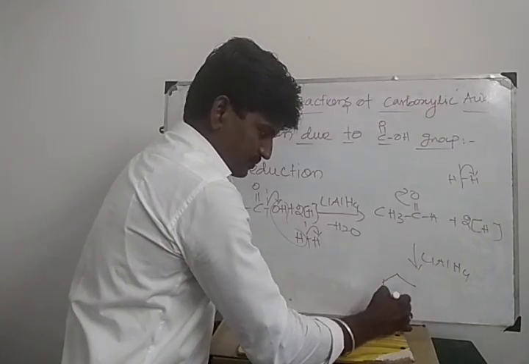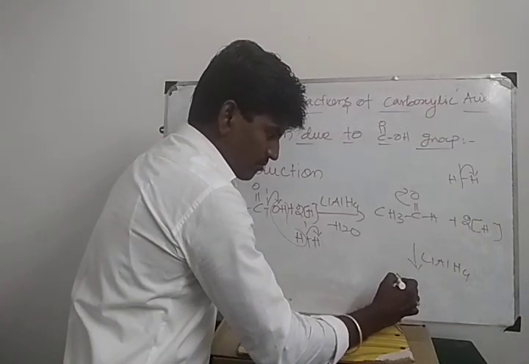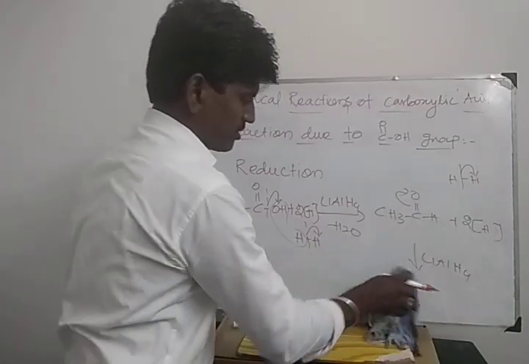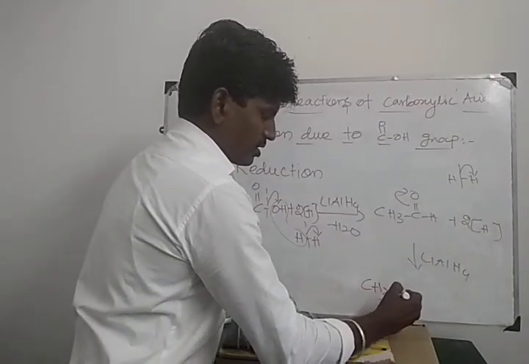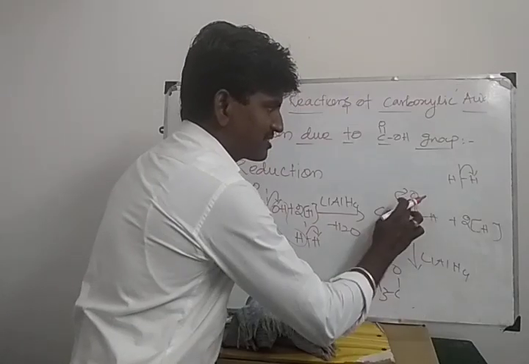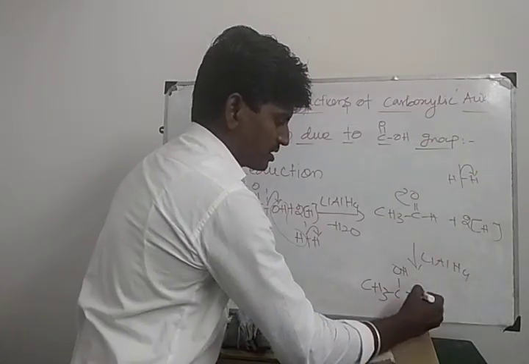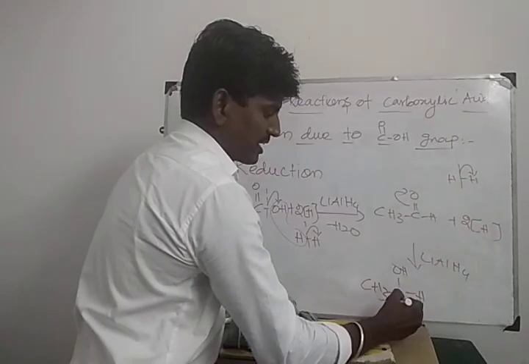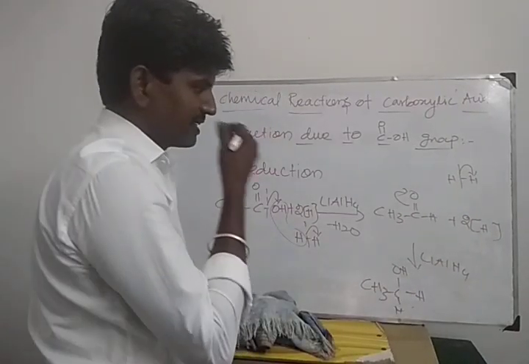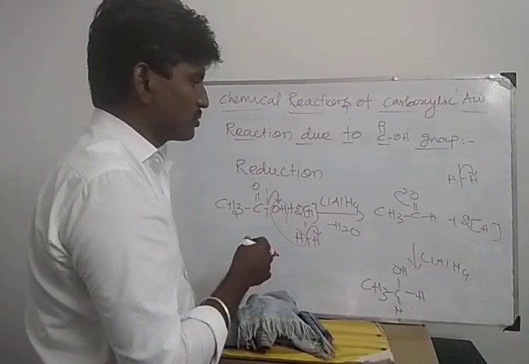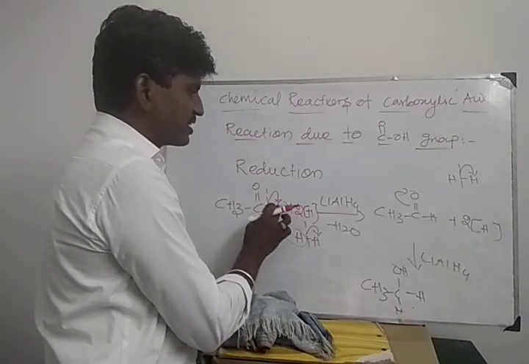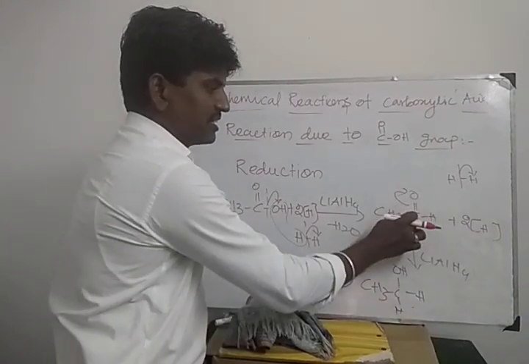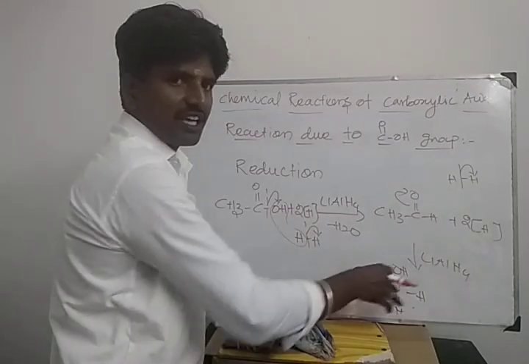CH3 C O minus, H plus, OH, C plus, H minus. You can get alcohol. In this reaction, the overall COOH group is involved in the chemical reaction. Here this OH part is involved in this chemical reaction. Here the C double bond O part is involved in the chemical reaction.